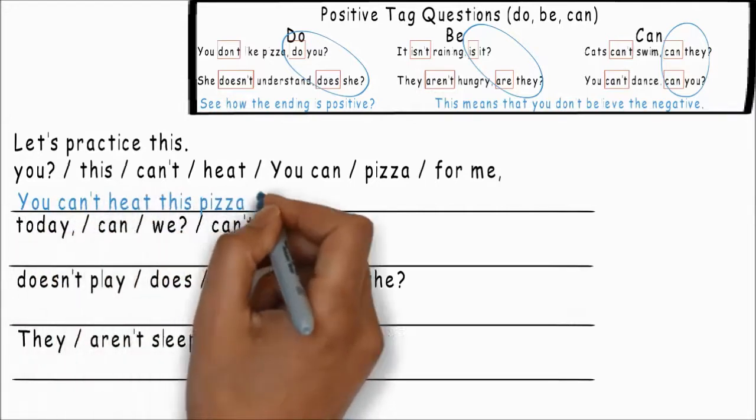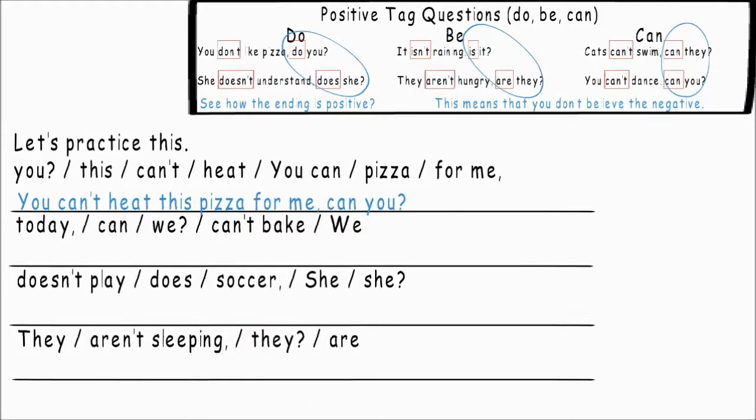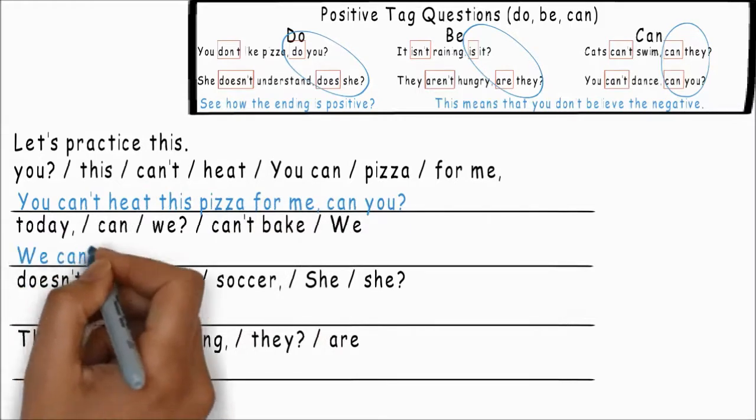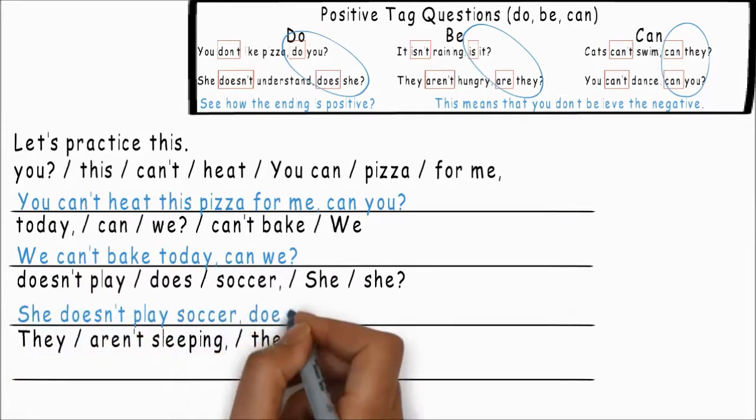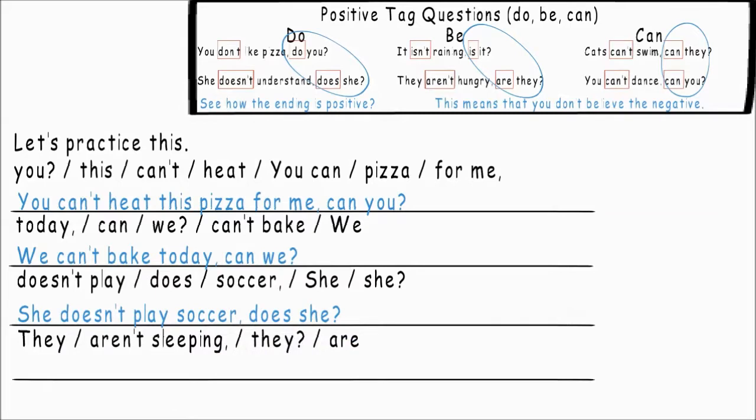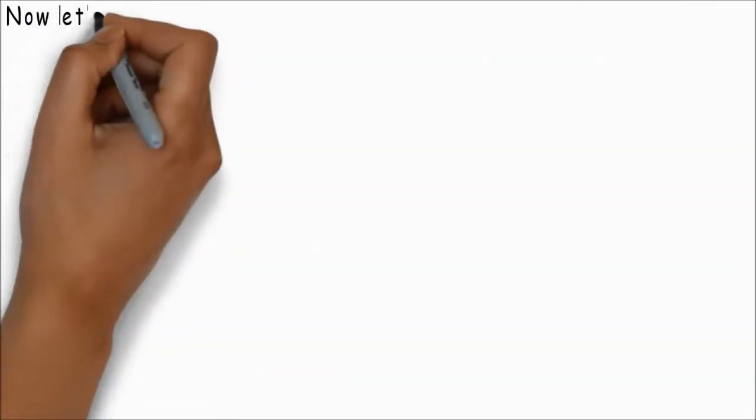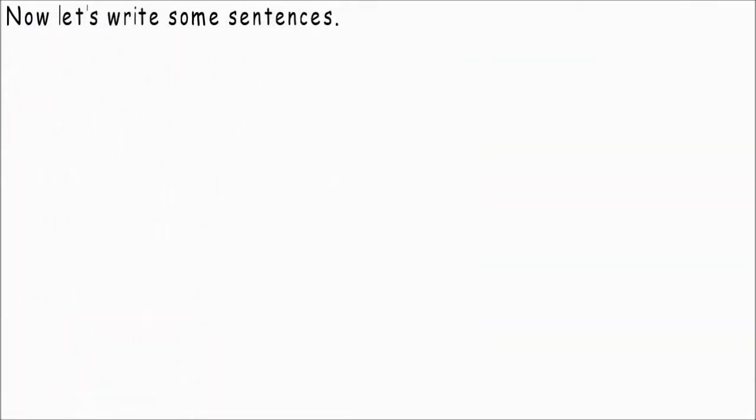You can't heat this pizza for me, can you? We can't bake today, can we? She doesn't play soccer, does she? They aren't sleeping, are they? See how the negative is first, then the positive. Now, let's write some sentences.